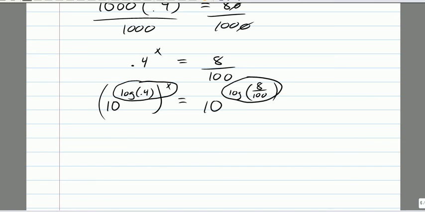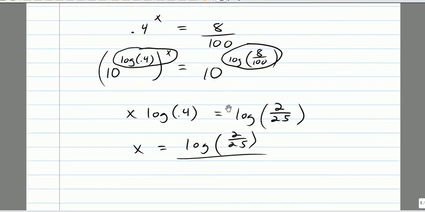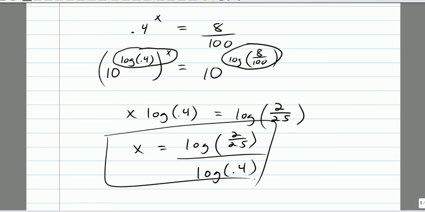So we know that x log 0.4 equals log of, well, I can reduce that fraction, right? 8 over 100 is 4 over 50 is 2 over 25. So x equals log of 2/25 divided by log of 0.4. I don't have my calculator, so that's just how I'm going to leave my answer. And we're done.